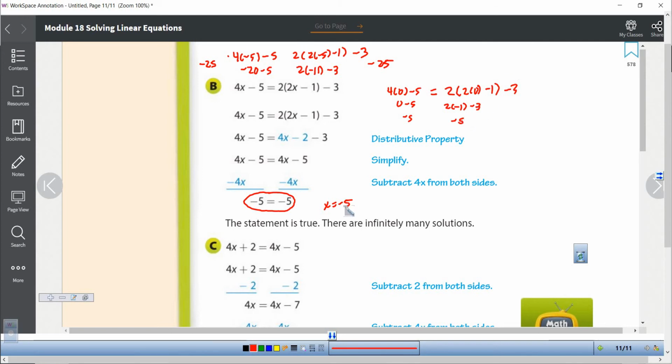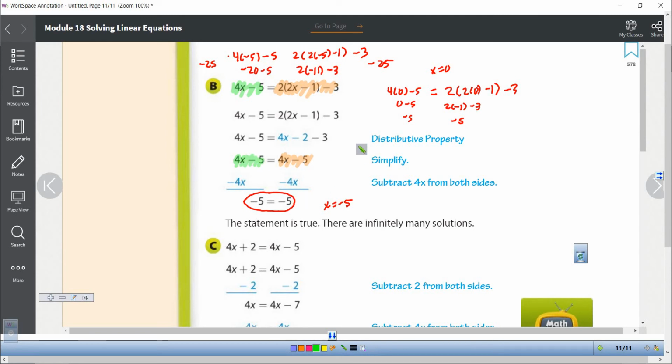Well, wait a second. X equals negative 5 worked. X equals 0 also worked. So what does that mean? Well, maybe it just has two solutions. Well, as you know, I can try anything I want to. Everything is going to work. And the reason everything is going to work is because when you simplify this right side of the equation, you get the exact same expression as on the left.